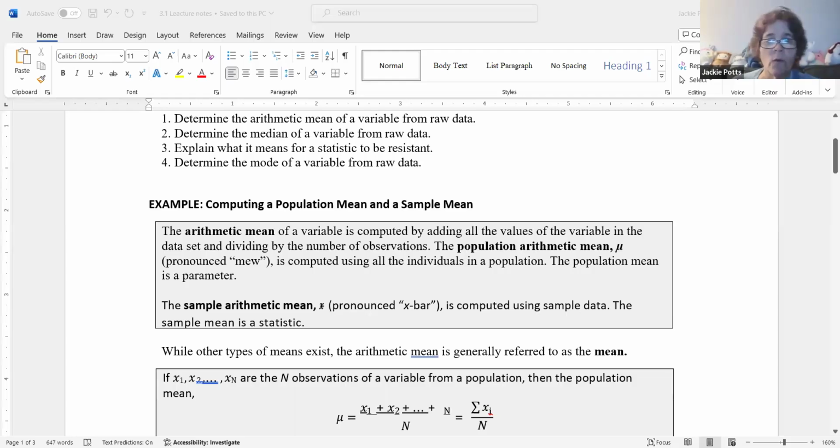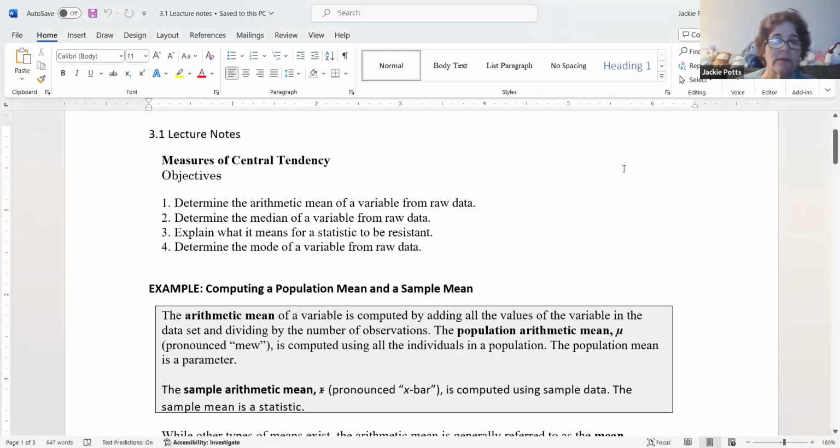Well, let me start sharing my screen. Because 3.1 is about something called measures of central tendency. Now, central tendency is the average, and there's three different averages.